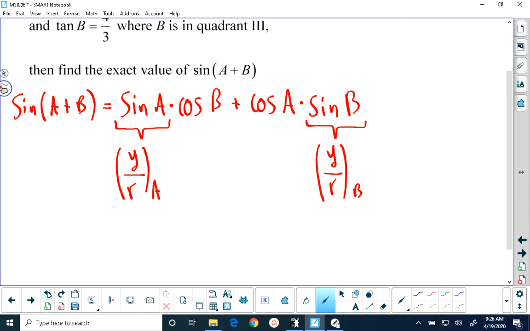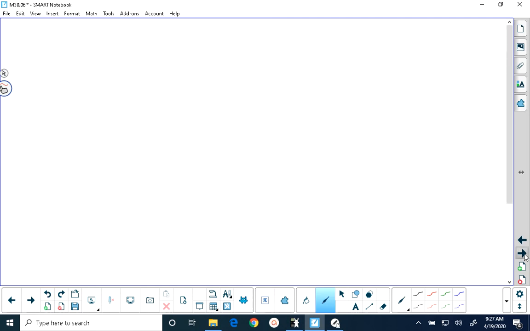And then we can do the same thing for cosine. We know that cosine is x over r, but we better make sure that it is the x and the r for angle B. And then over here we have cosine of angle A. We better make sure that's x over r for angle A. So what we need to do is find all of the x, y, and r values for angle A and for angle B. So we're going to take a little detour here.